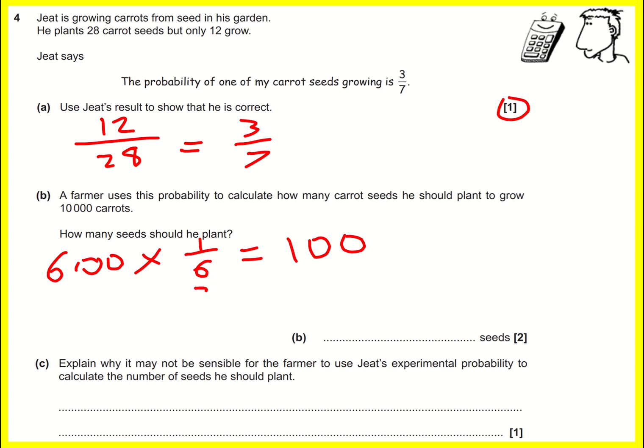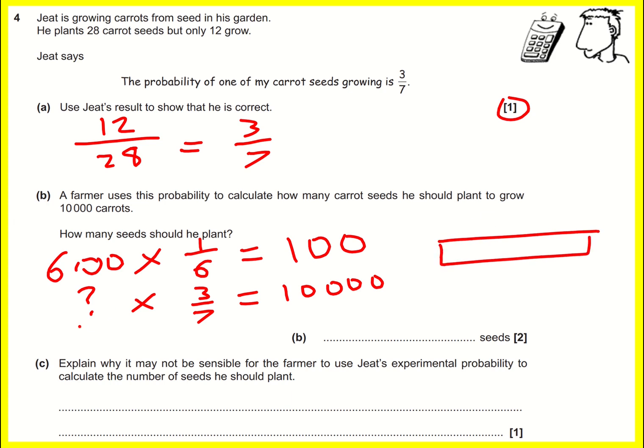For me, the probability is 3 over 7, but this time I want to know how many I should plant, times by 3 over 7, and that is going to equal 10,000. So this is like a reverse fraction problem, essentially. Do you know what? I've thought of another way of doing it. Okay, no, I'm going to stick with this way for now. So if I wanted to know this, I could then do 10,000 divided by 3 over 7, and then I can work out what that is.